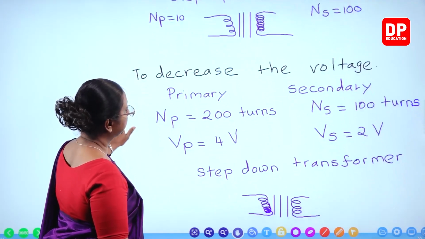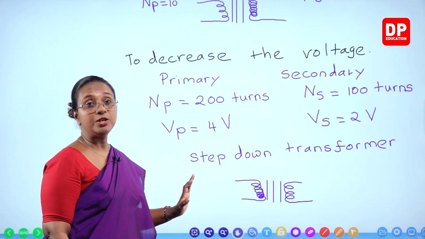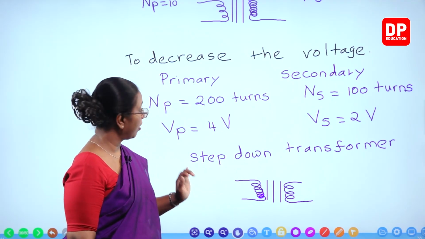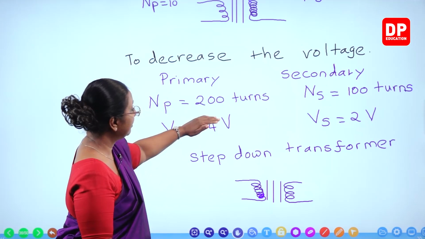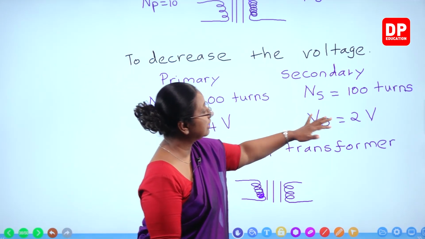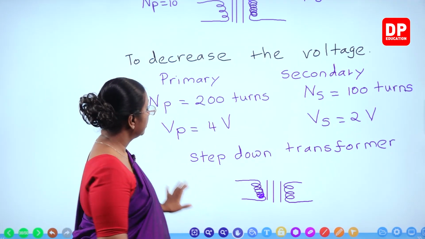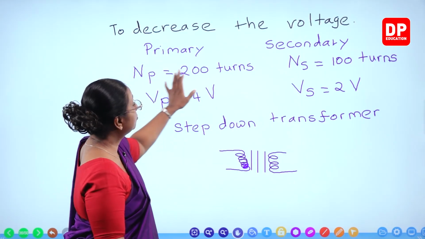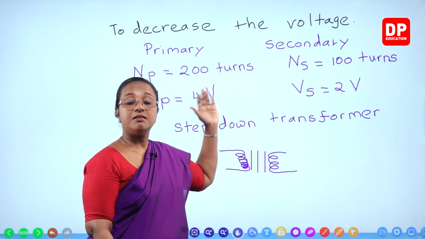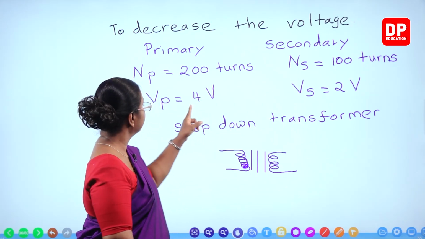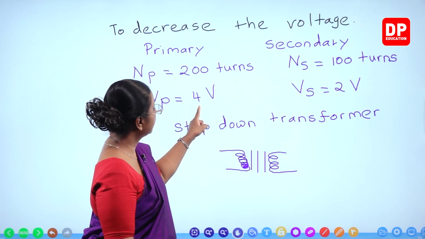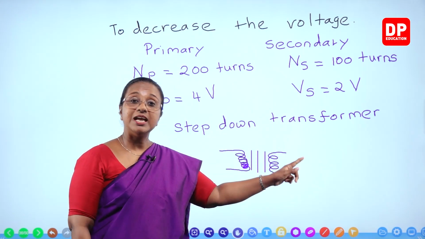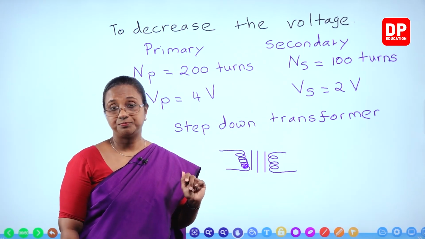The same way, to decrease the voltage, what do we do? We have the primary or the input coil, secondary or the output coil. There in the primary coil we have more turns, in the secondary coil we have less turns. So then it is a step-down transformer. Now here 200 turns, 100 turns. Ratio is 2:1. The same way, input potential 4 volts, output potential 2 volts. The ratio again is 2:1.